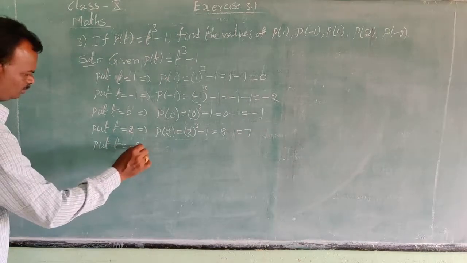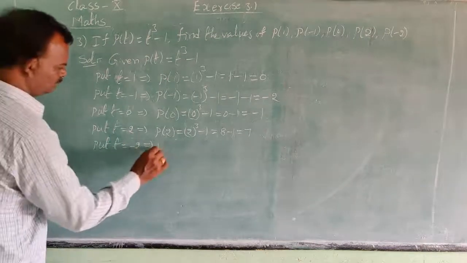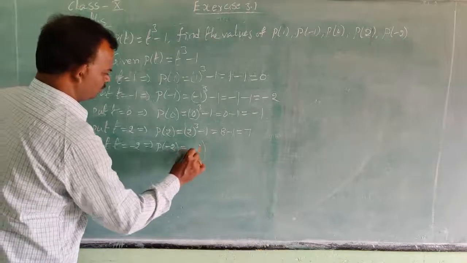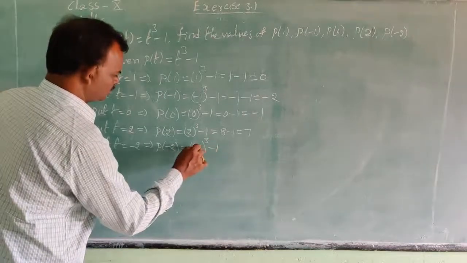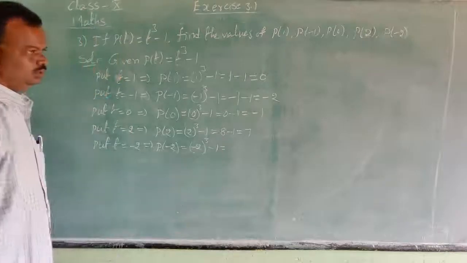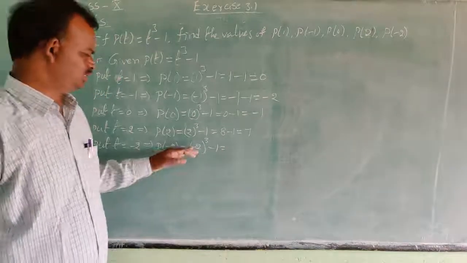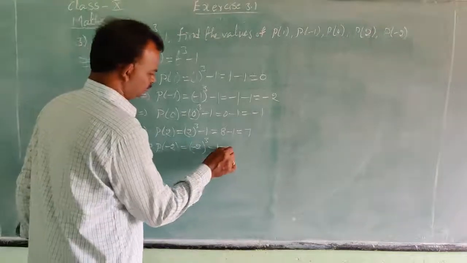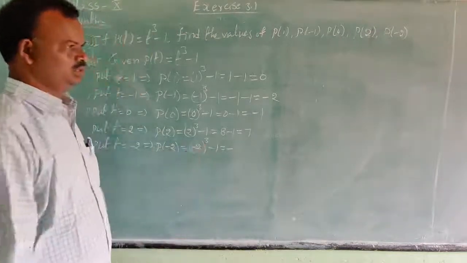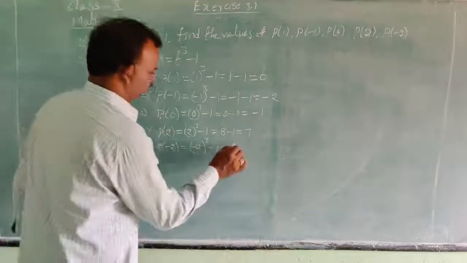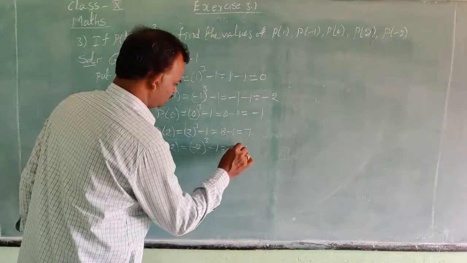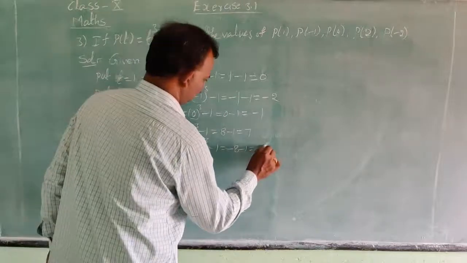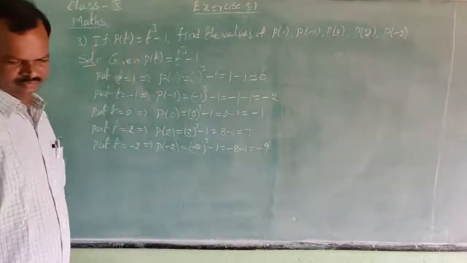And the next one is put t is equal to minus 2, that implies p of minus 2 is equal to minus 2 whole cube minus 1, that is equal to minus into minus plus, plus into minus minus, 2 cube, 2 twos are 4, 4 twos are 8, minus 1, that is equal to minus 8 minus 1 is minus 9.